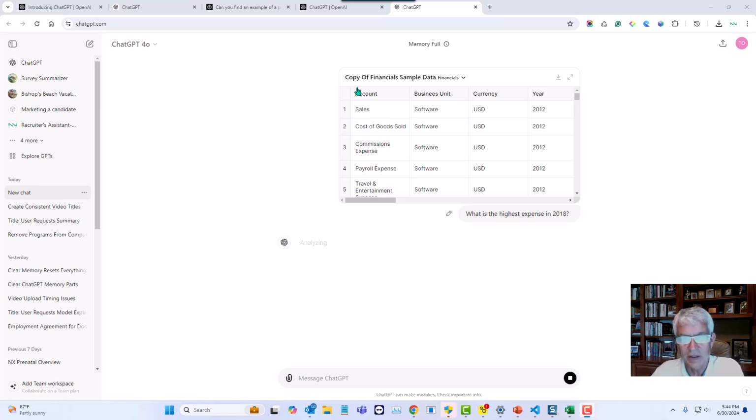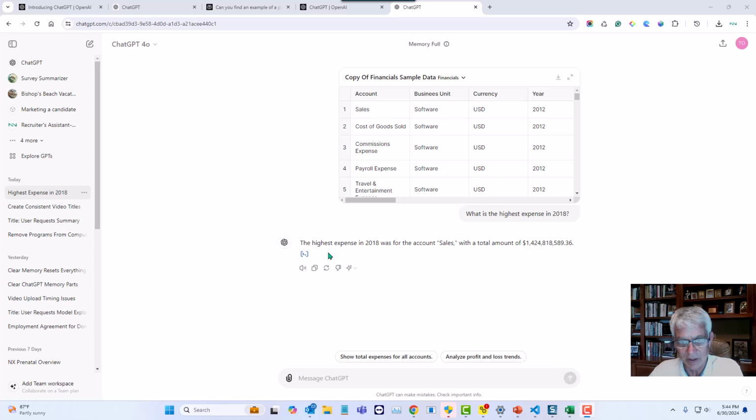And so you can see that it's uploaded the spreadsheet. It's in here. It's looking at the information. And then it comes up with the highest expense in 2018 was for the account sales with a total of 1.424, I suppose that's billion, so that's a pretty big expense item.